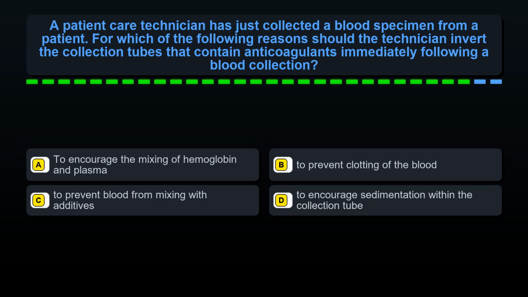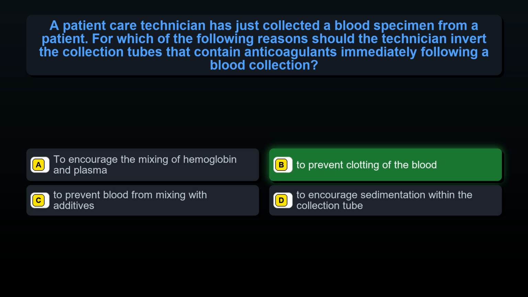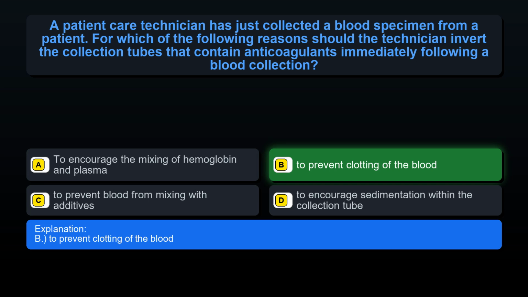Question 56. A patient care technician has just collected a blood specimen from a patient. For which of the following reasons should the technician invert the collection tubes that contain anticoagulants immediately following a blood collection? Option A. To encourage the mixing of hemoglobin and plasma. Option B. To prevent clotting of the blood. Option C. To prevent blood from mixing with additives. Option D. To encourage sedimentation within the collection tube. The correct answer is option B. To prevent clotting of the blood.